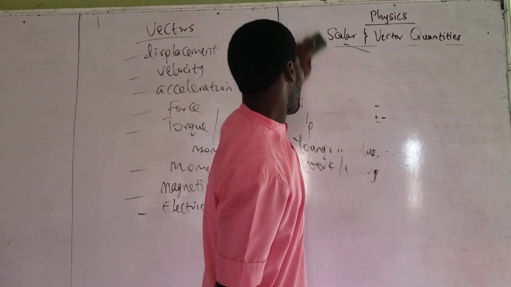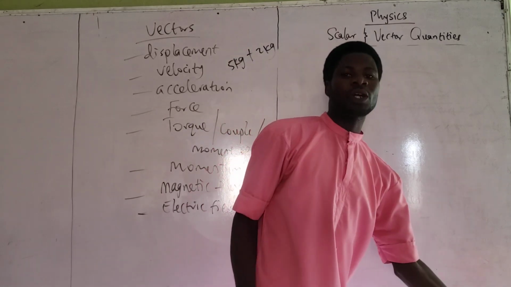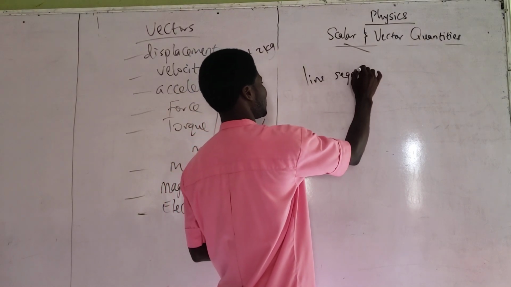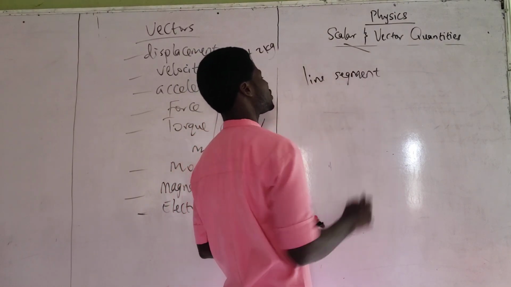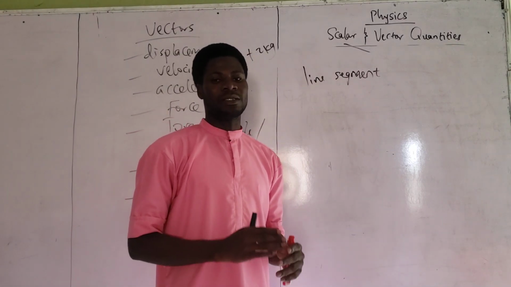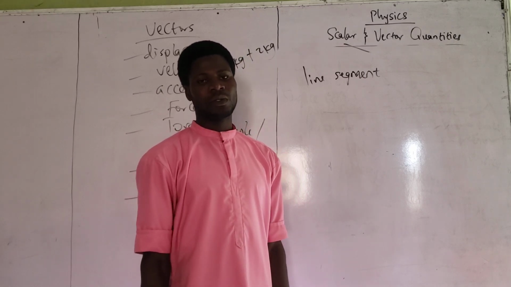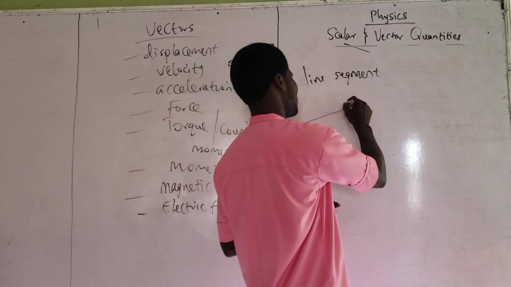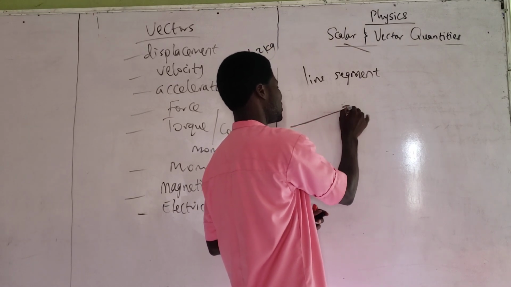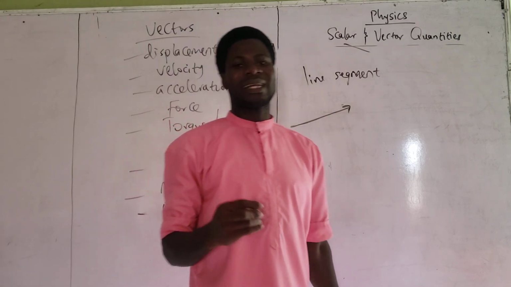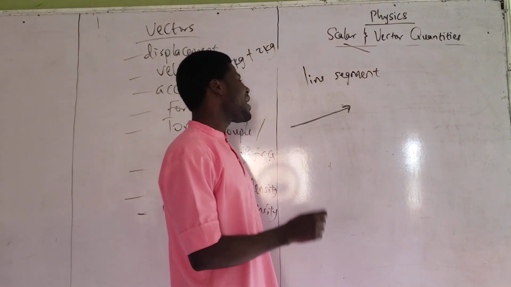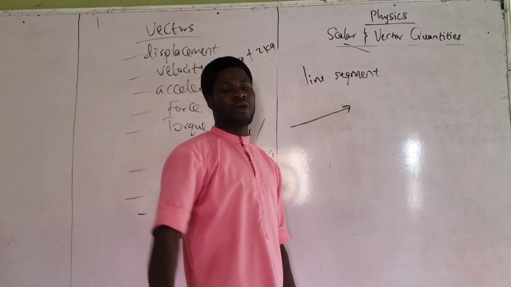Let's look at that. Vector quantities are represented using what we call line segments. The magnitude of the line segment, I mean the length of the line segment, shows us the magnitude. And the arrowhead indicates the direction. So a vector quantity is represented by a line segment whose length corresponds to the magnitude of the vector and the direction is indicated by the arrowhead.